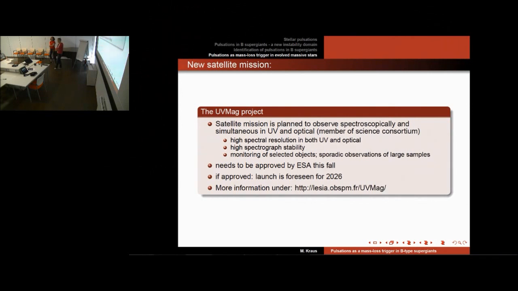Yes, they are connected to the presence and the location of the convective zones inside the star. It depends on the effective temperature of the star and where the convective zone is in the star. And then you get different kinds of pulsations that are excited, or no pulsations at all.